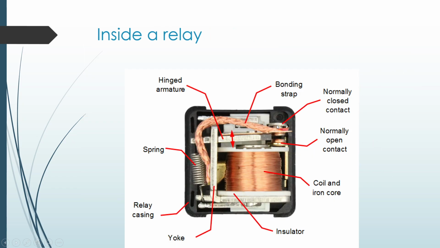All right. This is the internals of a relay. You can see that this is a coil and an iron core over here. And you have an armature. You can see this is the hinged armature. The hinged armature is the common point, and there is a contact above and a contact below. You can see that this is in the not energized position. So when it is not energized, this hinged armature is not attracted towards the coil and iron core. It is connected to the normally closed contact, which you can see on top.